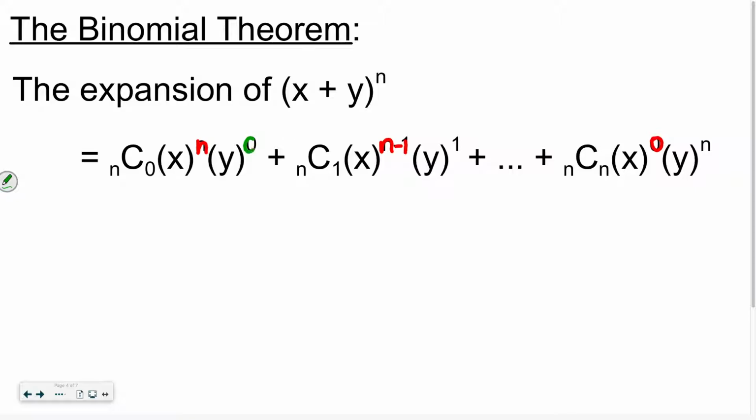And then when you look at the second term, the y, it starts at the lowest, 0, and then it starts to go up. So it would be y to the 1st, y squared, y cubed, and so on, until you get to the very end and you're at y to the n. And we could also argue that the sum of the exponents is still n, right? n plus 0 is n, n minus 1 plus 1 is n, and so on. So we still have that sum.